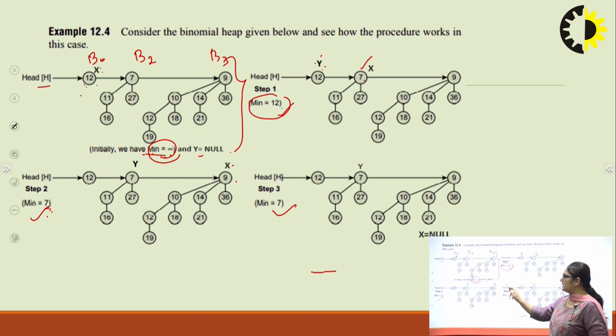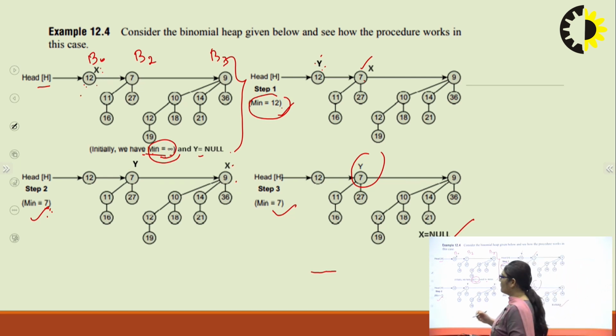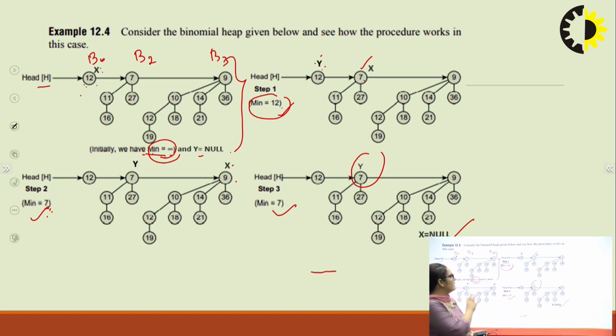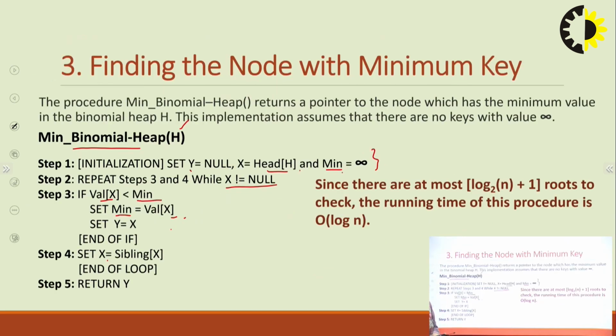As we can see, there is no sibling of x, so x will be set to null and the value of y will be returned. So 7 is the minimum value in this given binomial heap. This is how we can find the min value in a given heap, and this procedure will take time big O of log n. The running time will be big O of log n, and there are at most log n base 2 plus 1 roots to check.